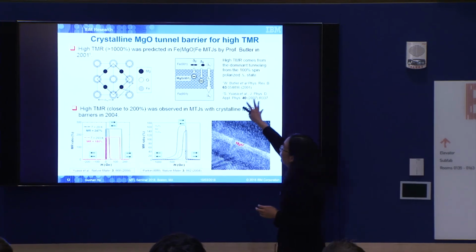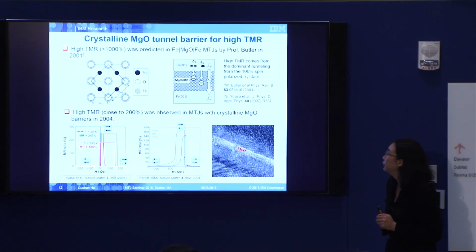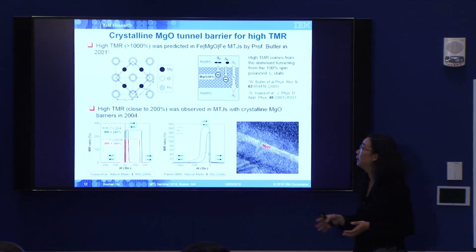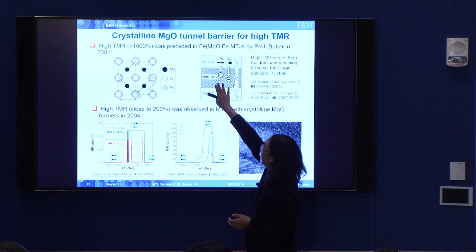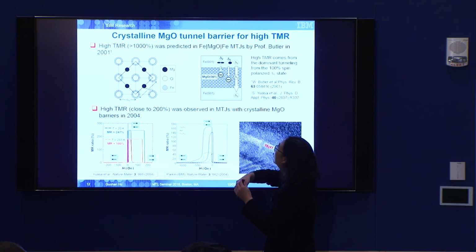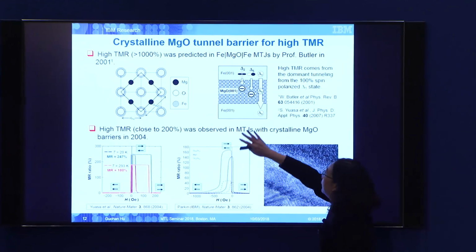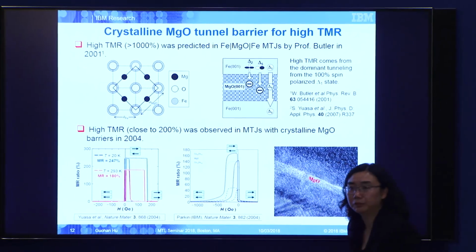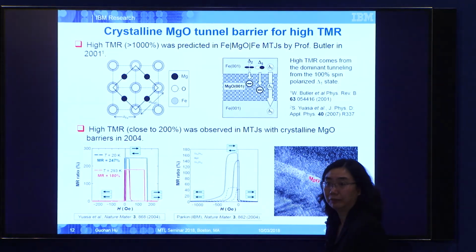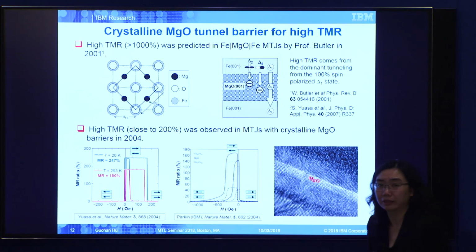It was not until about the early 2000s that Professor Butler from the University of Alabama had a theoretical paper. He said, instead of using an amorphous aluminum oxide barrier, if you can make a structure with crystalline MgO, textured, in his case, since it's a theoretical paper, he can put the atoms wherever he wants, so it's 001-oriented MgO. And for the electrodes, if you just use common ferromagnetic electrodes, iron in this case, and align them perfectly, which you can do with epitaxial growth, then you would expect a TMR larger than 1,000%.